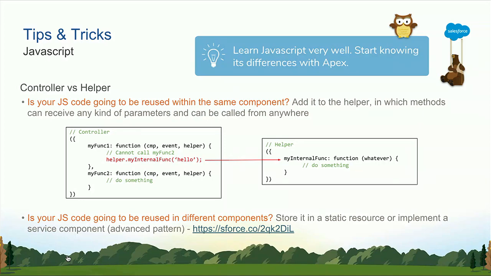What happens if you want to reuse JavaScript code among different components? Then you have 2 choices. The first option would be to use a static resource. You can include your JavaScript code in a static resource and use it in any component that needs it. The other option would be to create an advanced pattern called service component, for which one I leave you a link here.